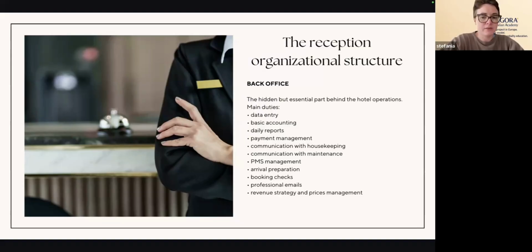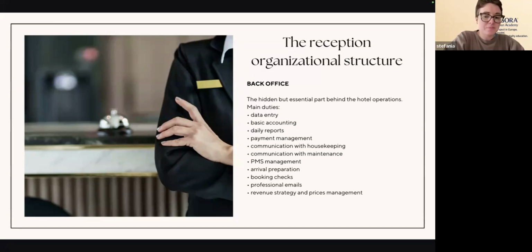Communication with housekeeping. After they produce the daily report with rooms to clean, they communicate with housekeeping in order to let them know if there are special requests or if a few rooms are already cleaned, in order to let them go on assigning the rooms and checking in. Communication with maintenance, if there is any maintenance to do urgently in the rooms, or if anything needs to be bought for the maintenance.